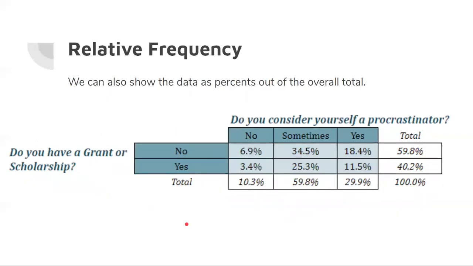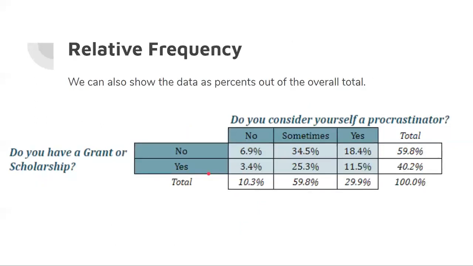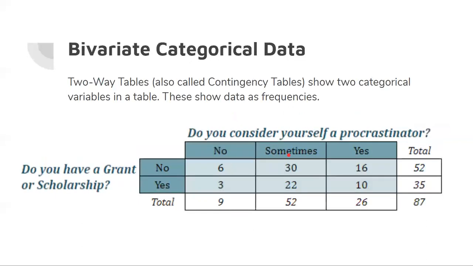I can put this into a relative frequency distribution. So those 6 people here that said no and no, out of the 87 total, they make up 6.9%. So those 6 people divided by the 87 total give me 6.9%. So now I have a percent of all the students that answered no to both questions. 34.5% said sometimes they're a procrastinator, but no, they do not have a grant or scholarship. That's taking these 30 people and dividing by 87.